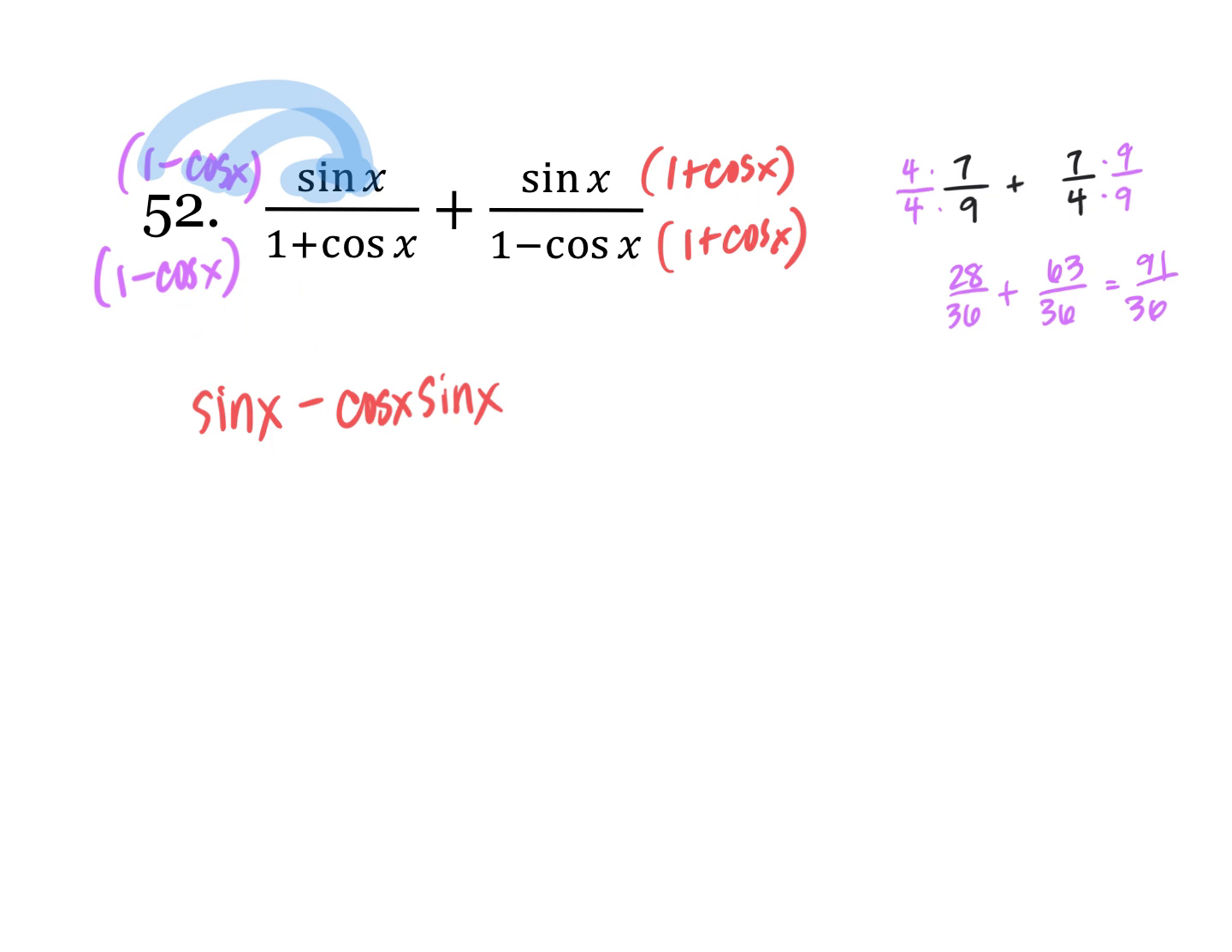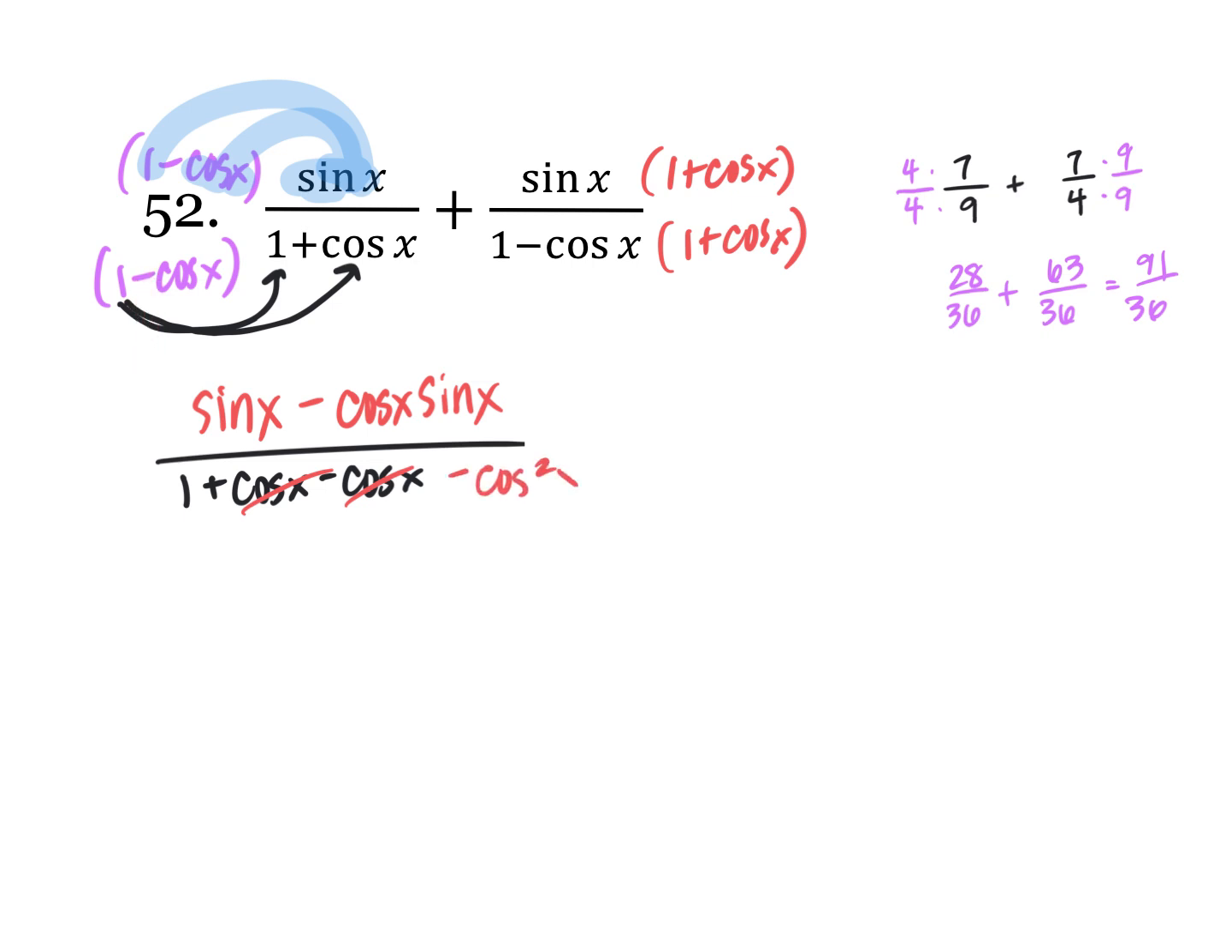What would the denominator be on this one? What's 1 times 1? 1. This is why we love the conjugate, you guys. What's 1 times cosine? Cosine. Guess what this is going to get me? Negative cosine, so they cancel out. That's the whole point of the conjugate. We'd have plus a cosine minus a cosine. With the conjugate, they will always cancel out those middle terms. What would we end with then? Minus cosine squared. So it's 1 minus cosine squared on the bottom.